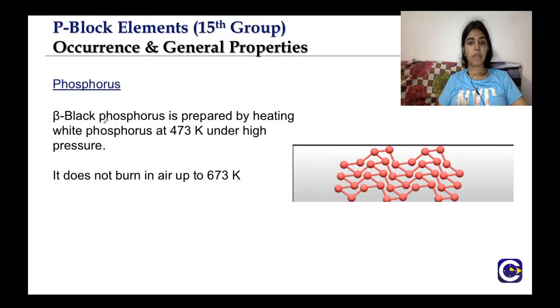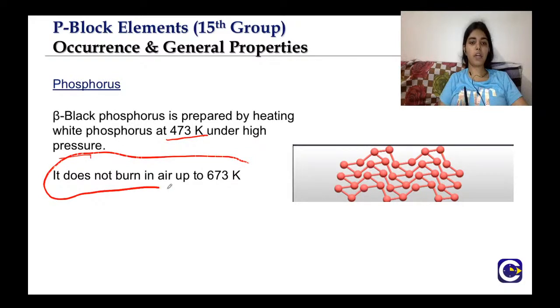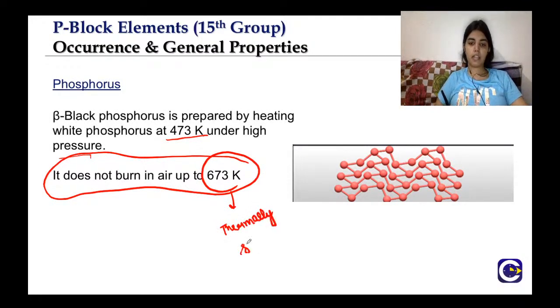Coming to beta black phosphorus, it is prepared by heating white phosphorus at 473 Kelvin under high pressure, and this particular thing is very important, that it does not burn in air up to 673 Kelvin. That means it is thermally stable.